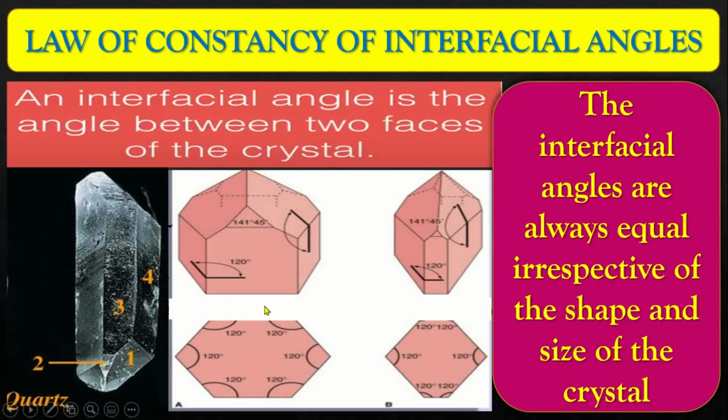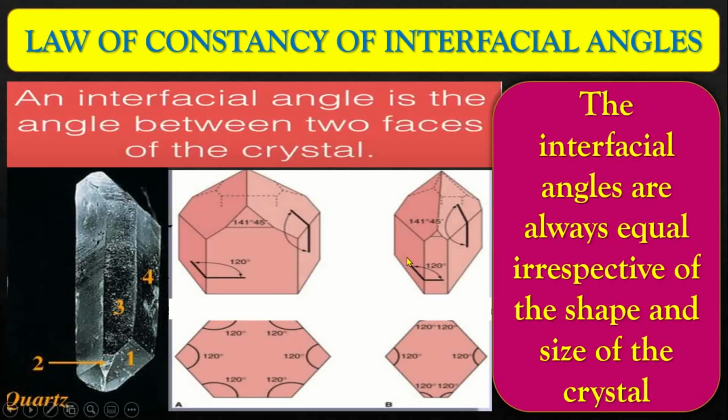You can see this is a big crystal while this is a smaller one, and the shapes are also different. The angle between any 2 faces on the surface of the crystal is called an interfacial angle. Like the angle between face 1 and face 3. Similarly, between 1 and 4, and between 2 and 3, the angle is an interfacial angle.